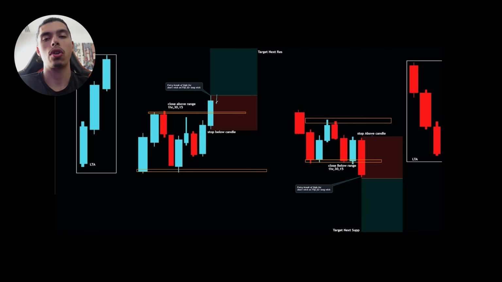Let me know in the comments if you want a separate video on that. And then we wait for a break of high to get the continuation. Where do we target? Our next resistance. And that's it. Stop loss goes below the candle that breaks out. If it's a small candle, put it below the structure. Always safer. Okay. Same thing for sells.